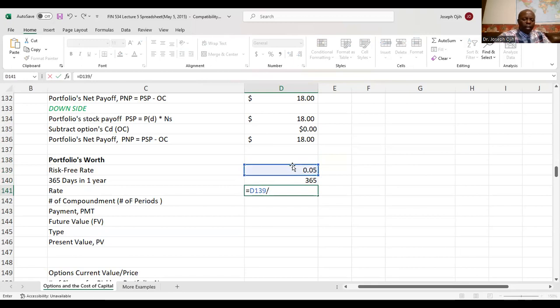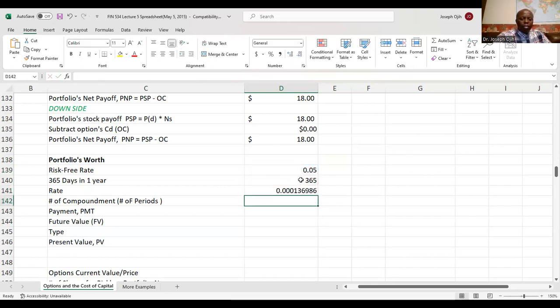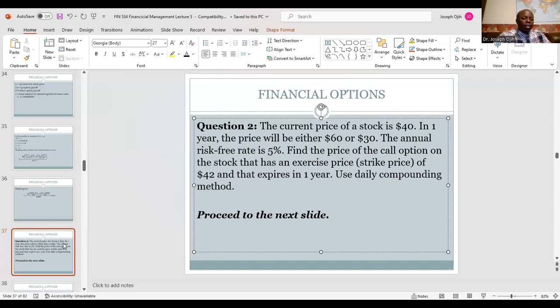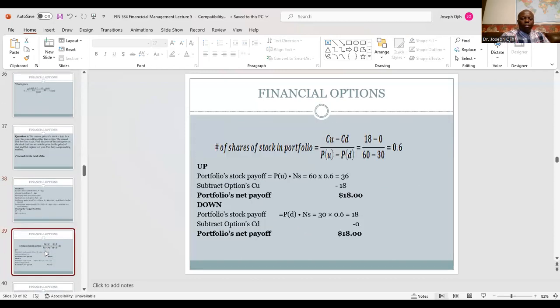0.05 divided by 365 days in a year, so that the number of compoundments is 365. There are no payments. Future value is given as this portfolio payoff. I also explained that in my presentation on this side. Look at this side, I can see that I wrote the portfolio payoff.